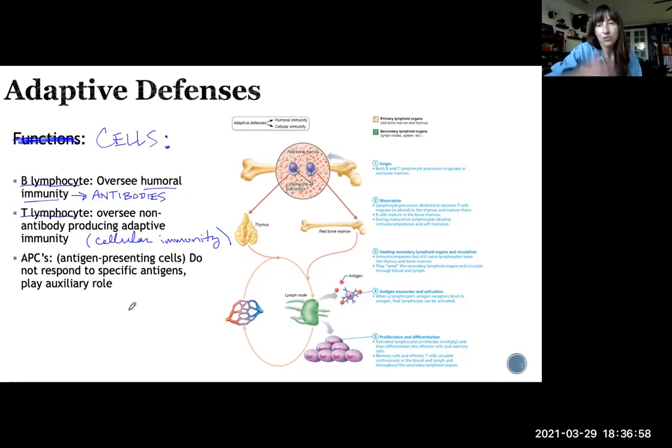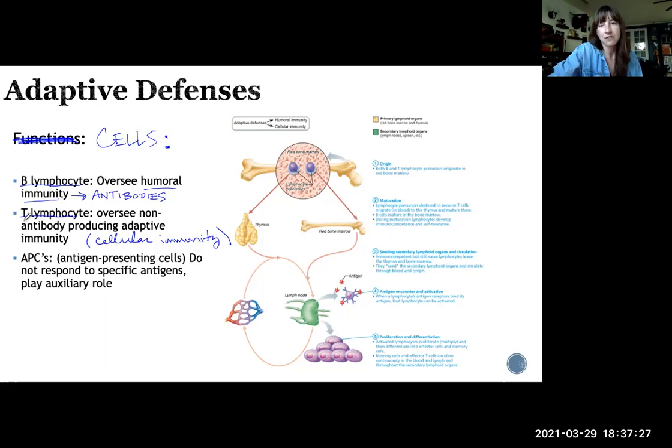These guys are going to take a chunk of the antigen that they probably have just killed and put it on their surface. When the APC encounters a T cell, that T cell will recognize the antigen because it is coming from an APC. If it finds the antigen on its own, it won't recognize it. This is a really important safety check for your immune system.